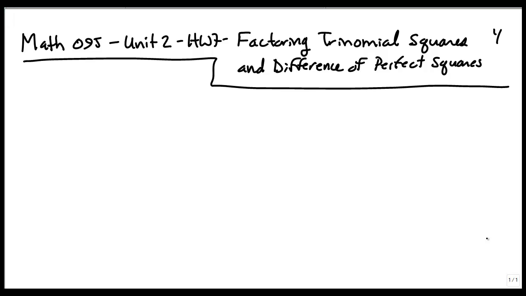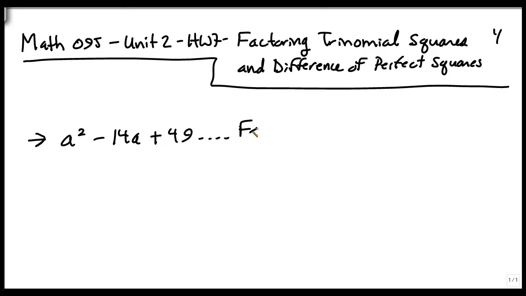In Unit 2, Homework 7, we're looking at factoring trinomial squares and the difference of perfect squares. So to get started, let's go ahead and talk about factoring trinomial squares. Well, we know what a trinomial is. A trinomial is an algebraic expression that has three terms. So let's go ahead and look at a squared minus 14a plus 49.